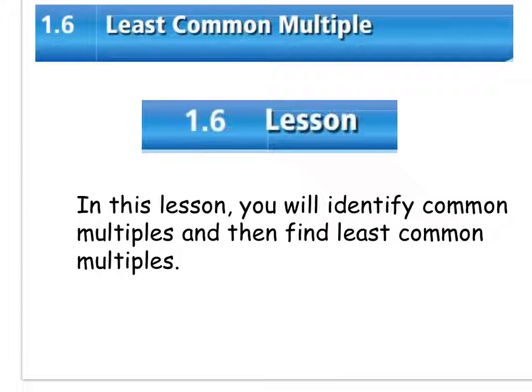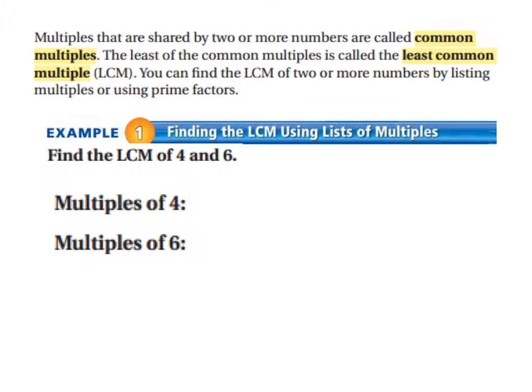Lesson 1.6, Least Common Multiple. In this lesson, you will identify common multiples and then find least common multiples. Multiples that are shared by two or more numbers are called common multiples, just as factors that were shared by two or more numbers in our last lesson were called common factors. The least of the common multiples is called the least common multiple, LCM. You can find the LCM of two or more numbers by listing multiples or using prime factors.